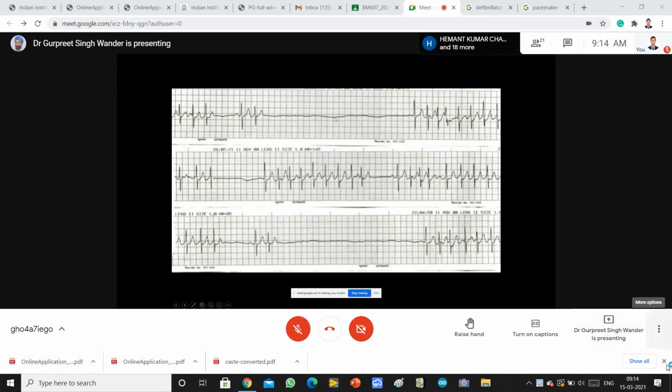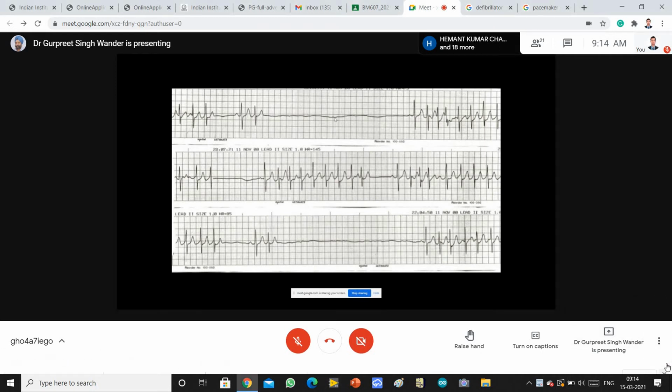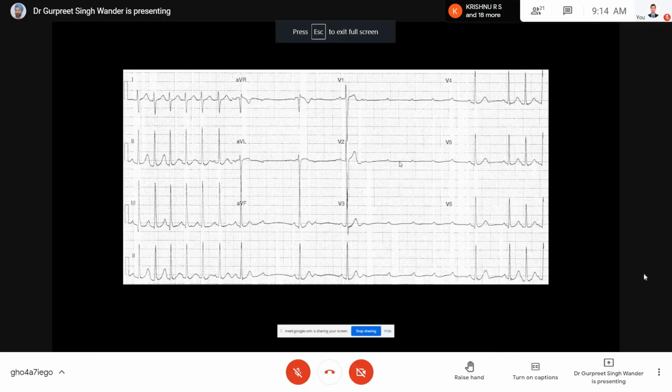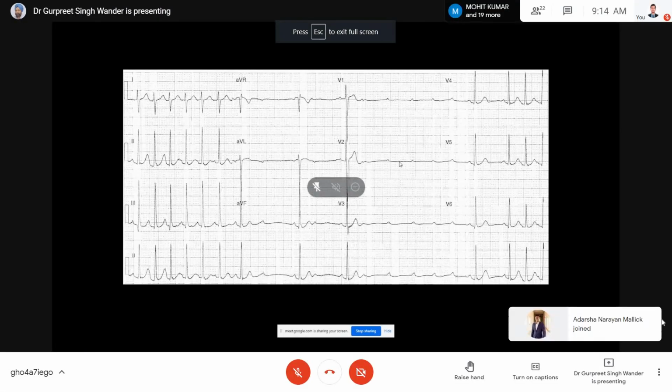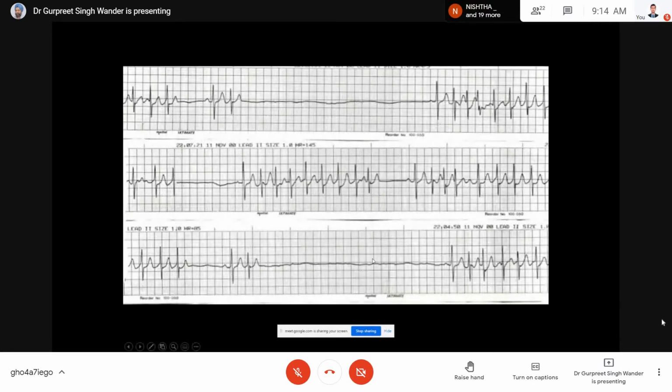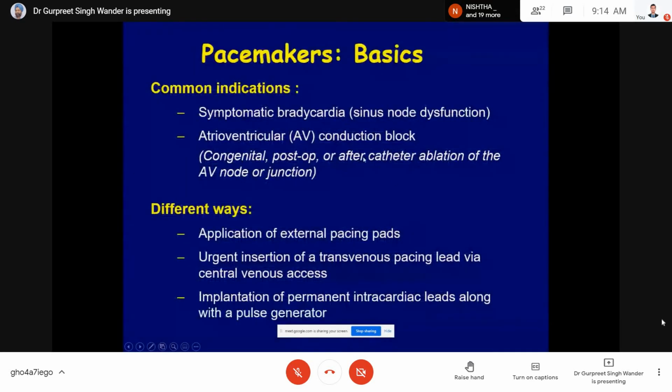We call it the sick sinus. The sinus itself is sick. Whereas here, there are P waves, which imply that the sinus is active, but the electrical impulse does not go from the upper to the lower segment of the heart, and it's the lower segment which, when it pumps blood, goes to the systemic circulation. So these are the two scenarios in which pacemakers are generally required.